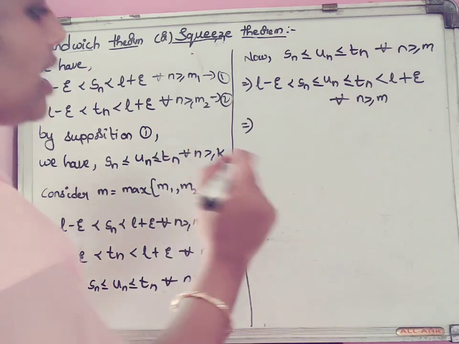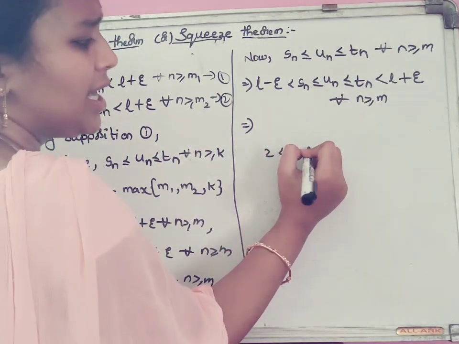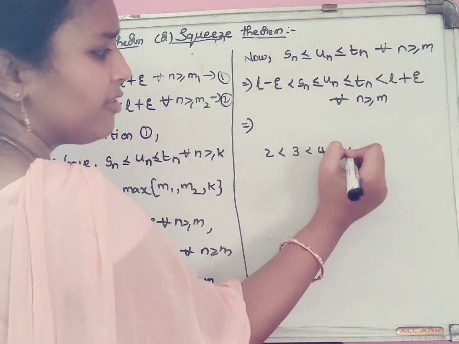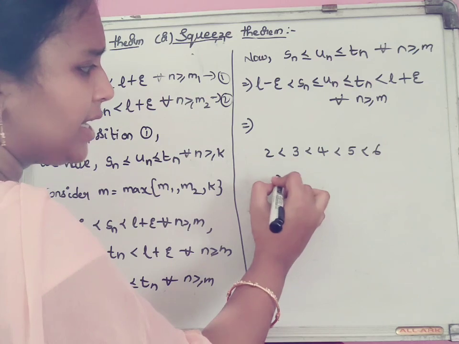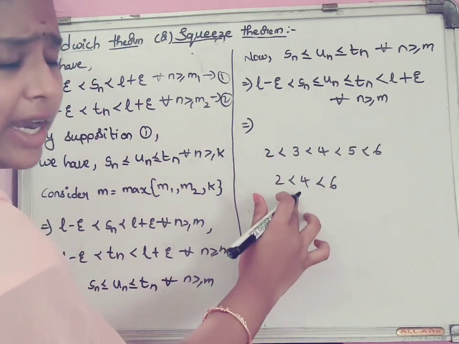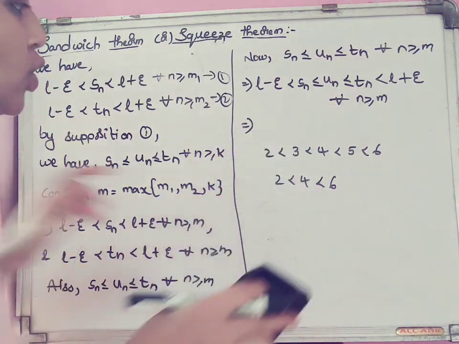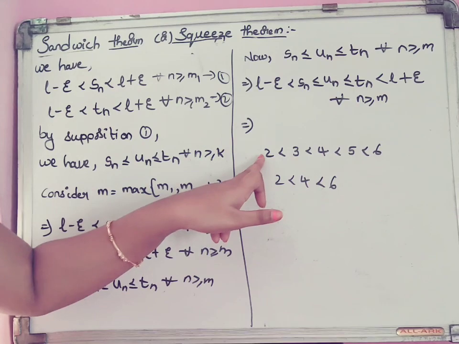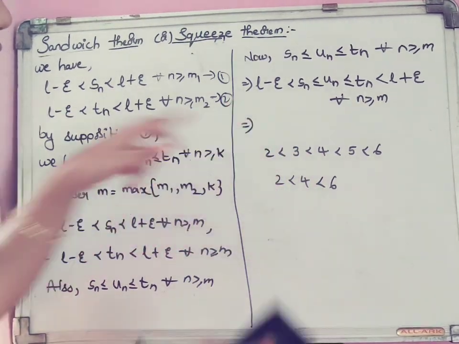See here, for example, 2 less than 3, 3 less than 4, 4 less than 5, 5 less than 6. So from this we can write 2 less than 4 less than 6. Similarly, 2 is always less than 3. Similarly, 2 is always less than 4. Same condition, see here.